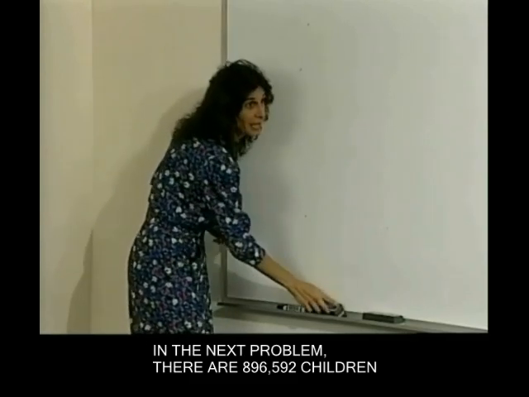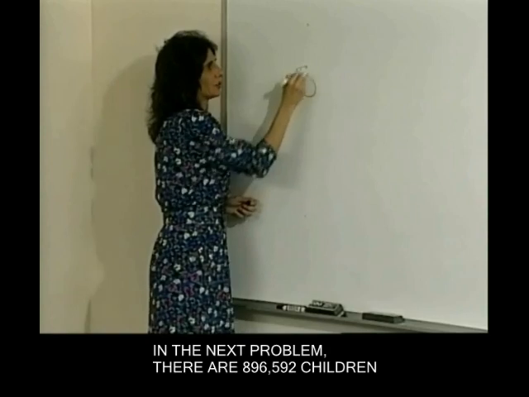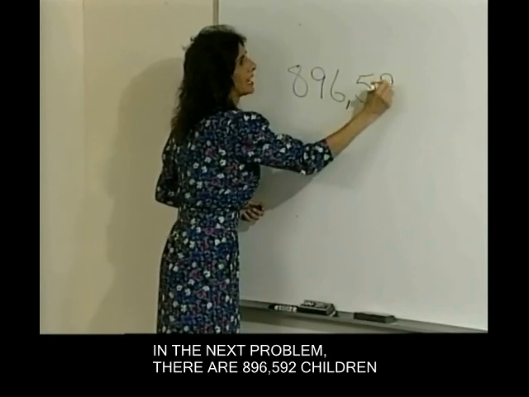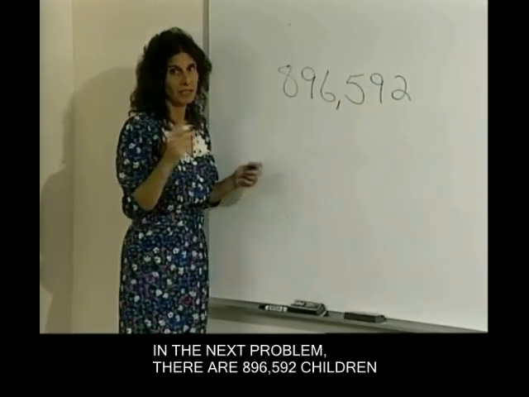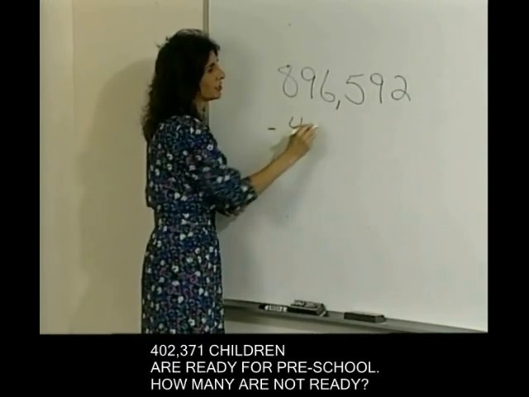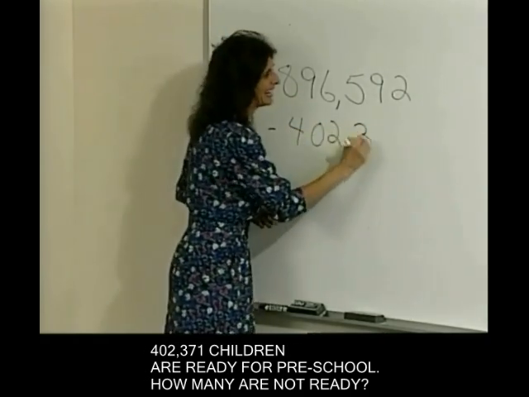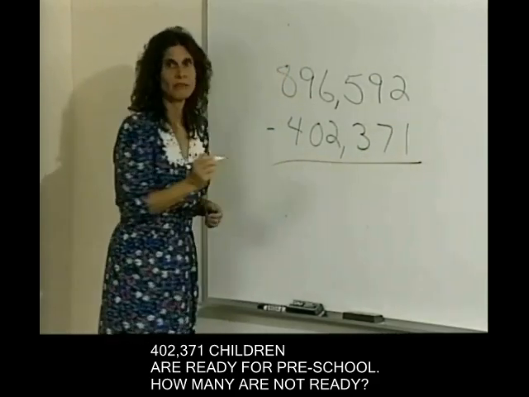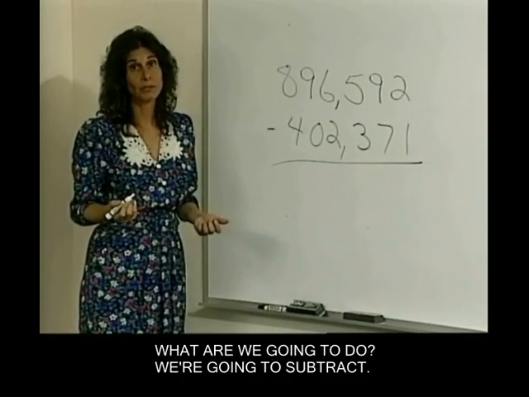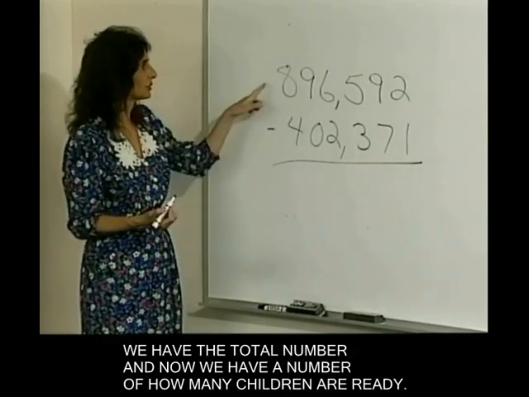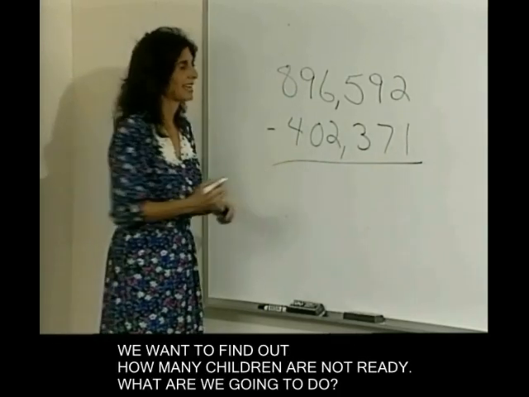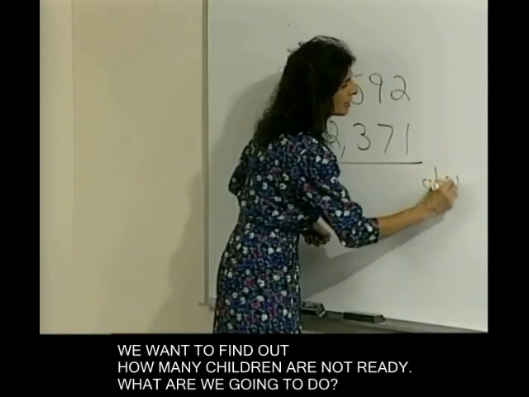In the next problem, there are 896,592 children in this same city where the cats are, and out of all those children, 402,371 children are ready for preschool. How many are not ready? What are we going to do? We're going to subtract. We have the total number, and now we have a number of how many children are ready. We want to find out how many children are not ready.